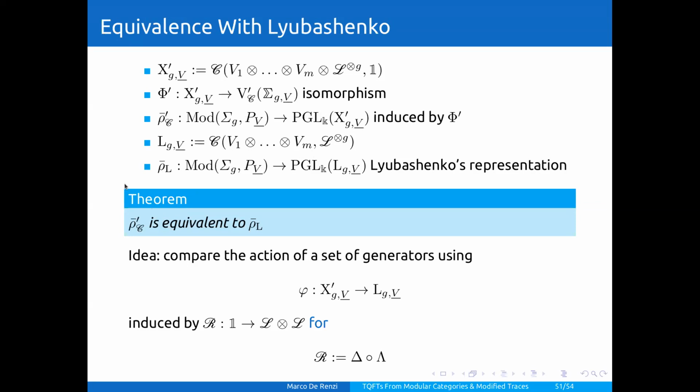And the theorem now is that our representation rho bar prime of C is equivalent to Lyubashenko's representation rho bar of L. And the idea for proving this theorem is that we need to compare the action of a set of generators of the mapping class group using an isomorphism between these two vector spaces. This isomorphism, I don't give you explicitly in this form. It's contained in a previous version of these slides, but it created too much noise in this slide, so I removed it.